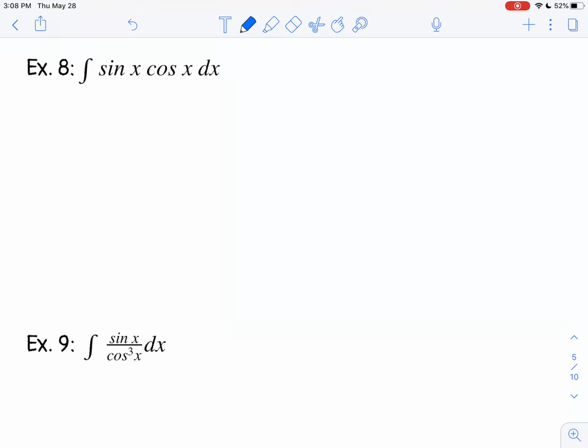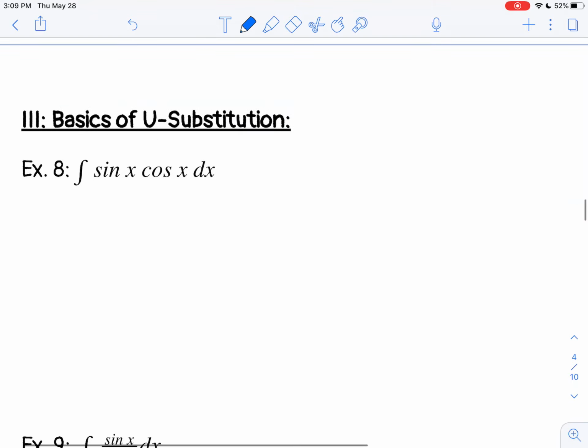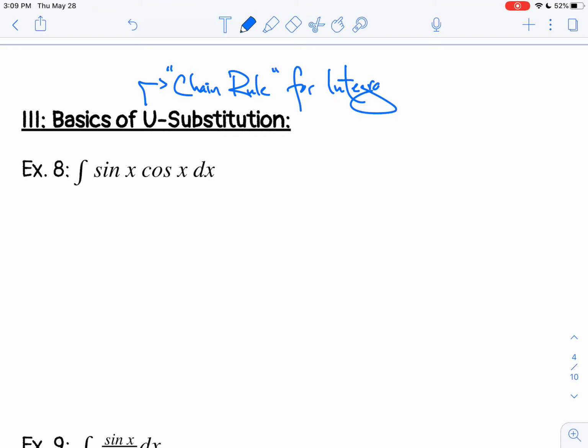So number 8 says the integral of sine x times cosine x. So one of the things that is really good to know is that when you are looking to do U substitution, it is basically the equivalent of chain rule. Okay, so chain rule for derivatives, but it's like chain rule for integrals. So it's when you took a derivative and you used chain rule, how do you go back and find out where it came from?